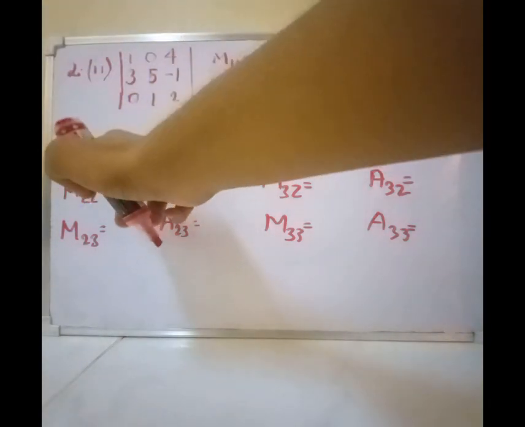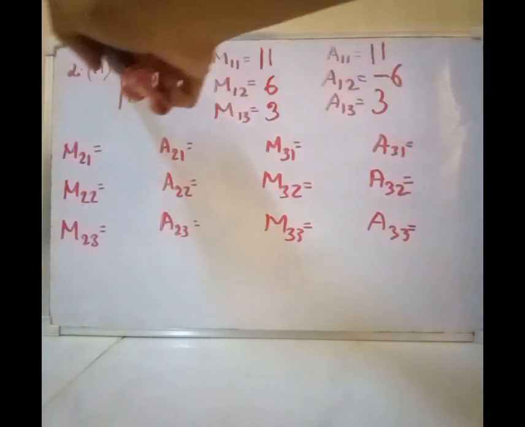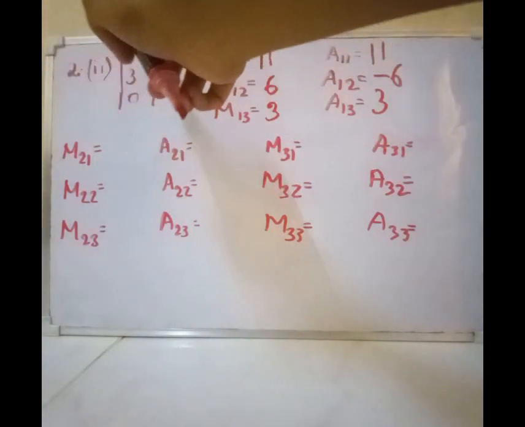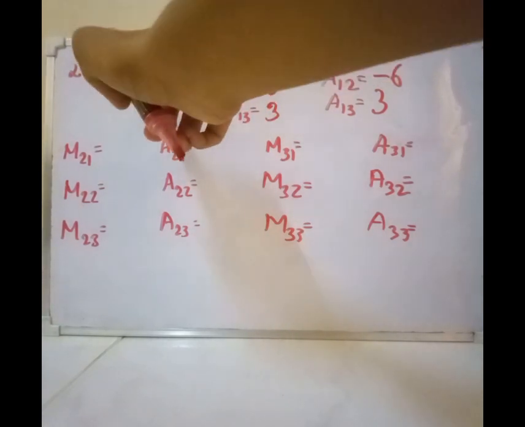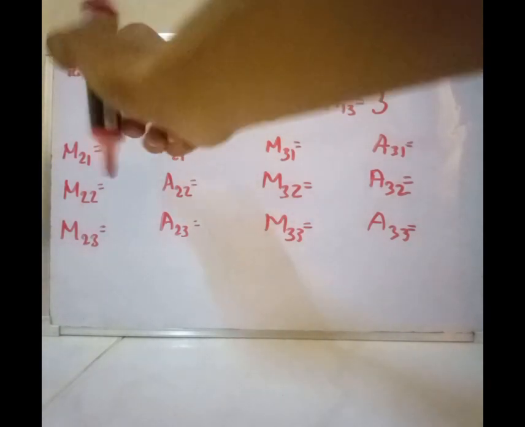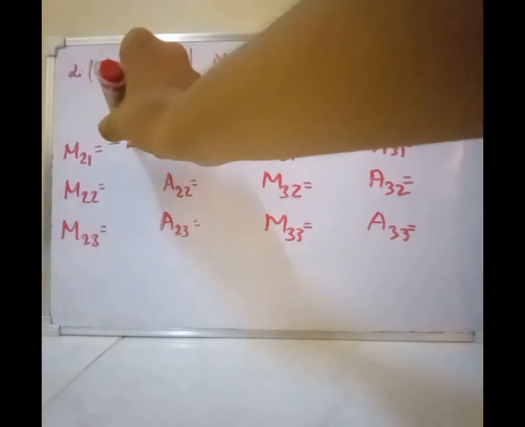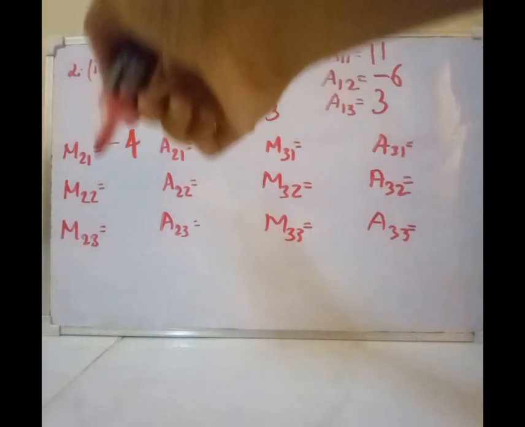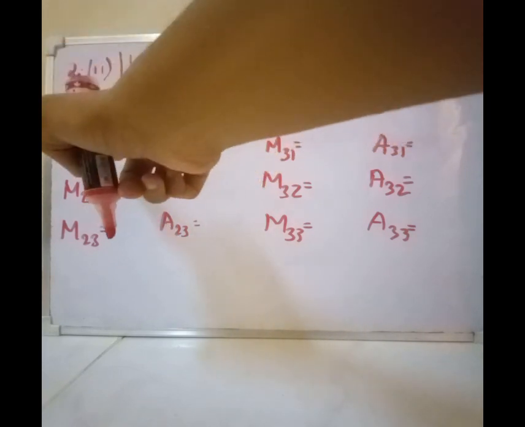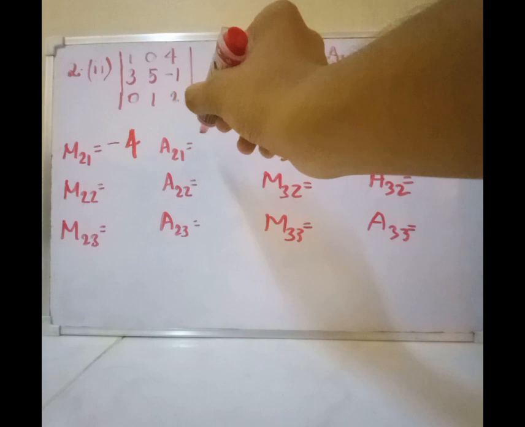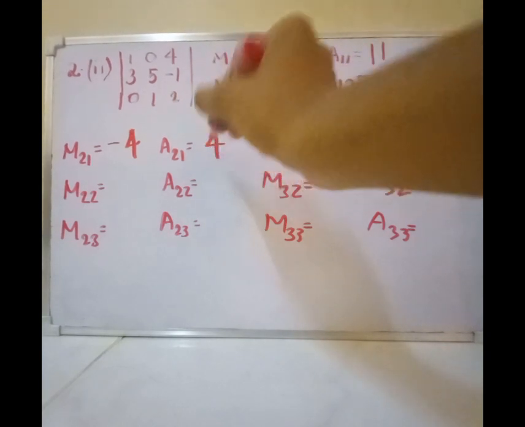Now M21, you have to check second row and first column. So 0 into 2 minus 4 into 1. So 0 minus 4, it will be minus 4. 0 minus 4 is minus 4. And A21, 2 plus 1, it's odd. So you have to multiply minus 4 by minus 1. So it will be plus 4.